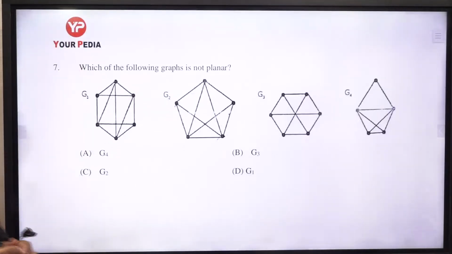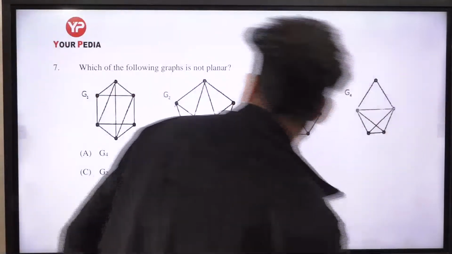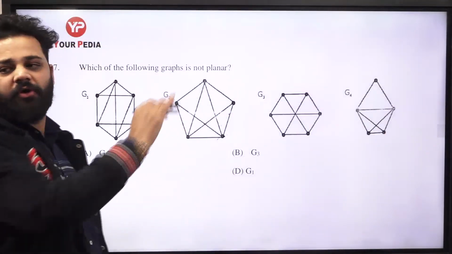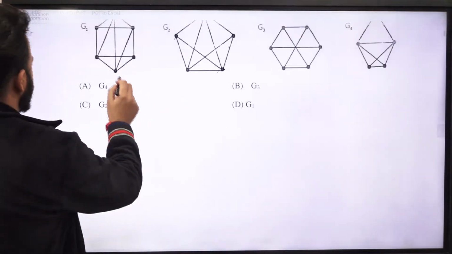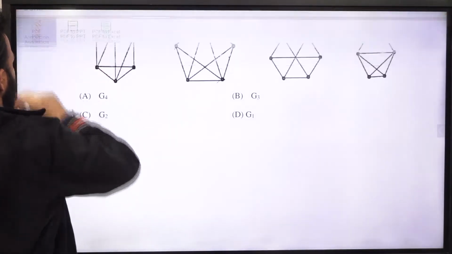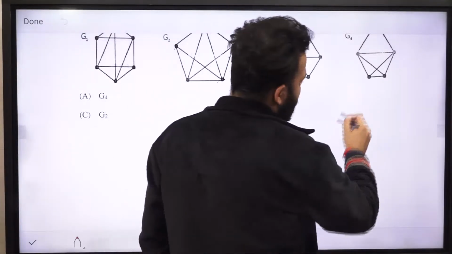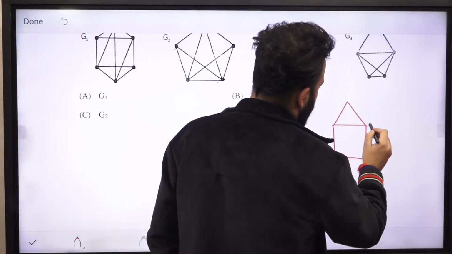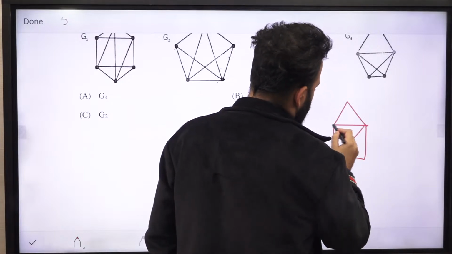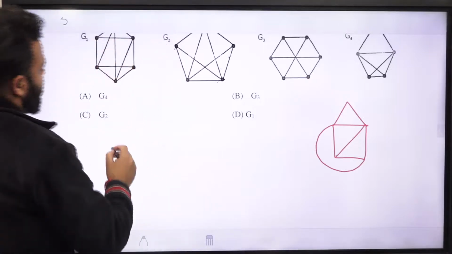Next one. Yes, do it fast. Okay, the next is: which of the following graphs is not planar? So what we do in the case of planar is that the lines should not intersect in one plane. So we'll try to make these lines not intersect in a plane. If we can do that, then it is planar. So if I draw this like this, then G4 will be planar.